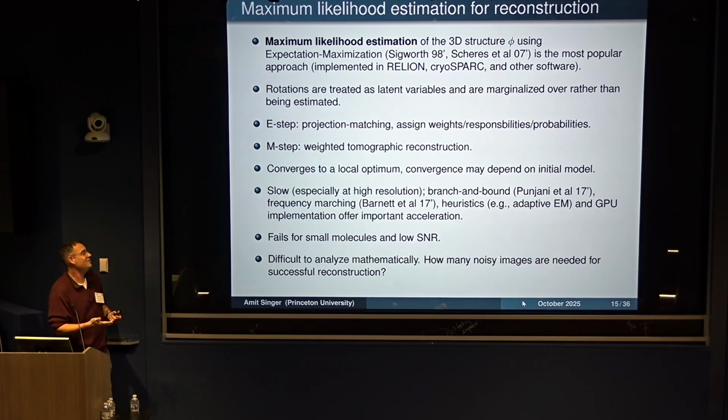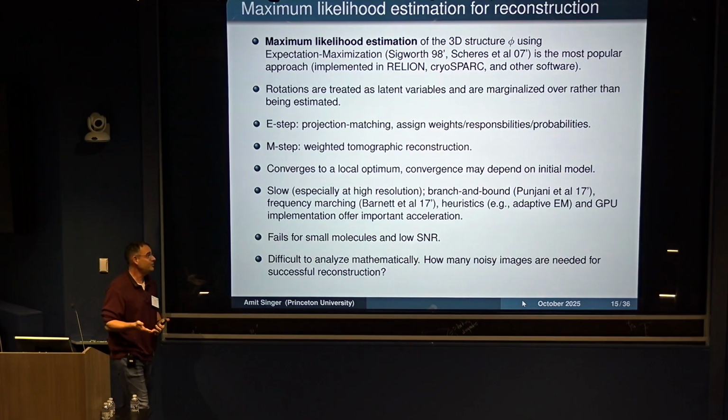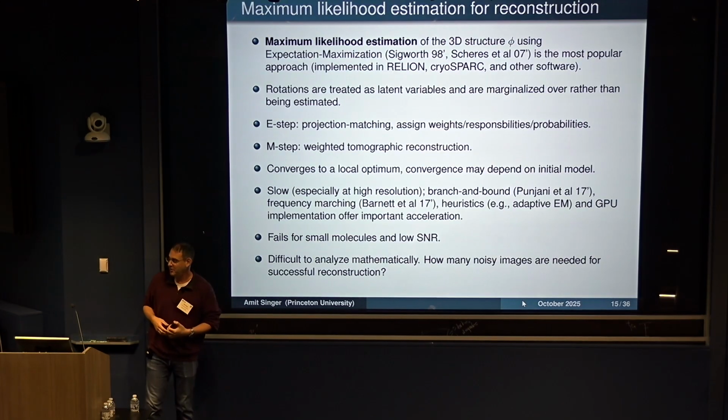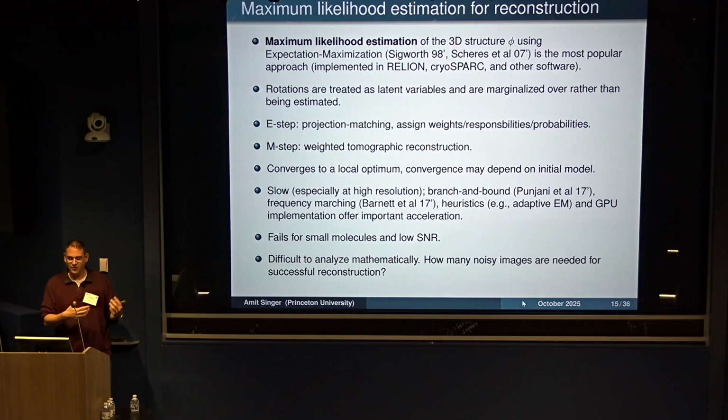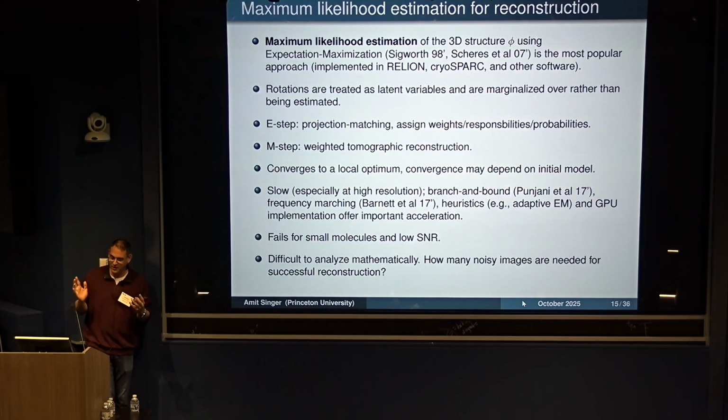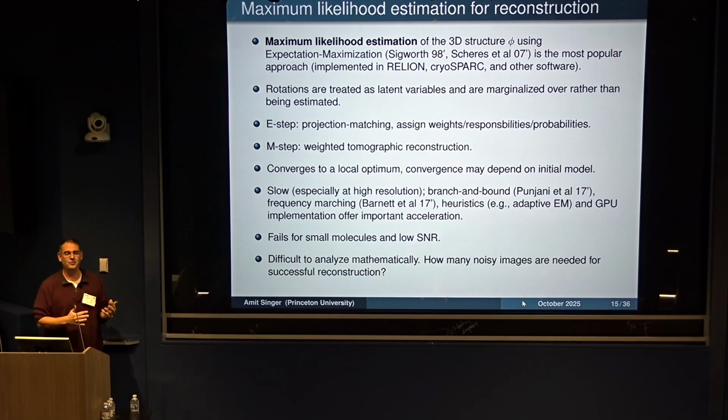The problem with EM is that it's quite slow. You're not guaranteed that it will converge to the global solution, the actual maximum likelihood. And in practice, it fails for small molecules at low SNR. It's very difficult to analyze what EM is doing.